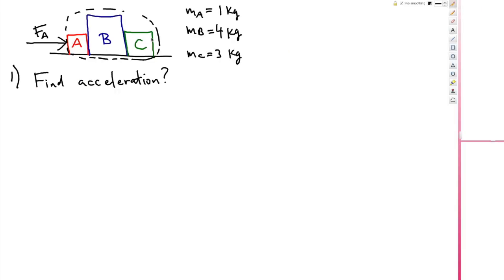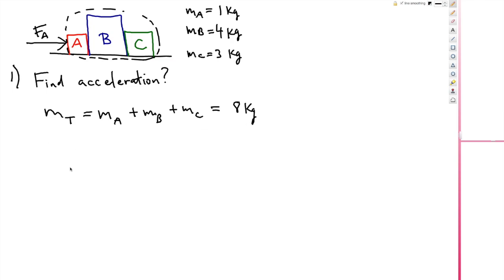Acceleration of the system. The easiest thing to do is to group them together into one big chunk of stuff. And if we do that, and we look at all the forces acting on the system, we'll be able to find the acceleration of the system. And we can do that because all the three blocks are going to have the same acceleration. Otherwise, as they slide across the surface, they would either separate or kind of collapse together, but they're not going to do that. So if we group them all into the system, we have a total mass, which is simply equal to the sum of the individual blocks, MA plus MB plus MC, which equals 8 kilograms.